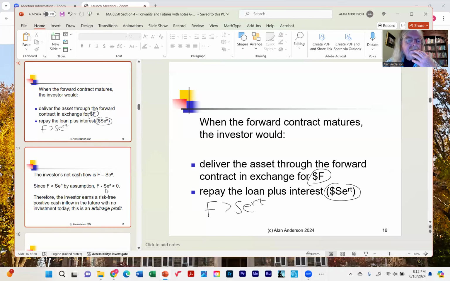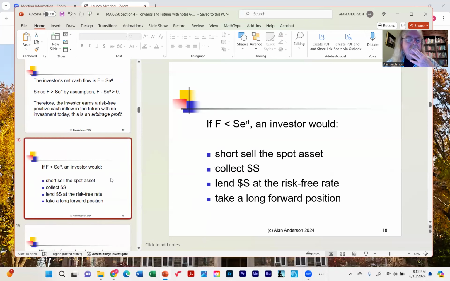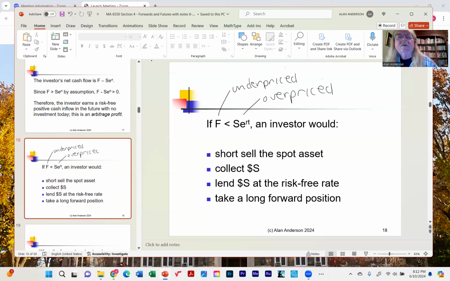Now, what about the opposite? Well, now this is the one that's underpriced, and this is the one that's overpriced. That means we have to buy this and sell this. Sell means take a short position. So this is a transaction that you might not be familiar with, a short sale. Let me explain this a little bit more in the next slide.